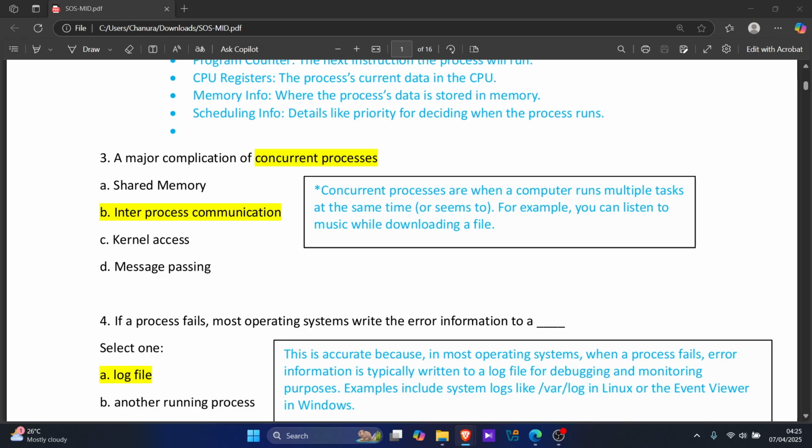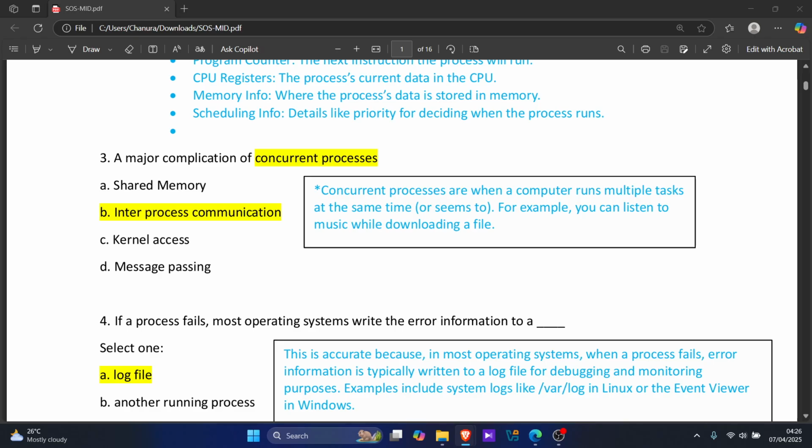Inter-process communication, this is a general term for how processes exchange data. Methods include shared memory, message passing, pipes, etc. The complication here might be about the complexity of setting up communication channels or ensuring that messages are correctly received without loss or deadlock. But is that considered a major complication inherent to concurrency itself, or just a methods challenge?